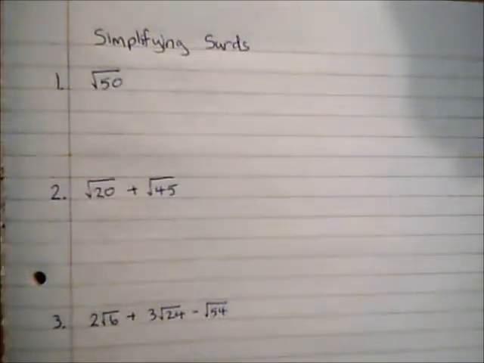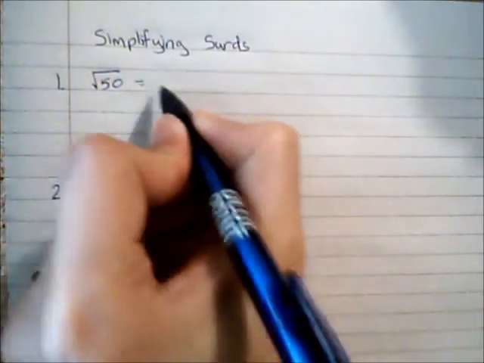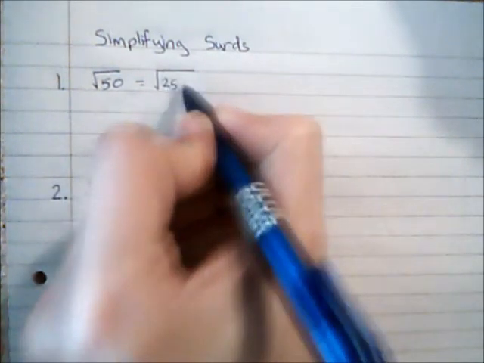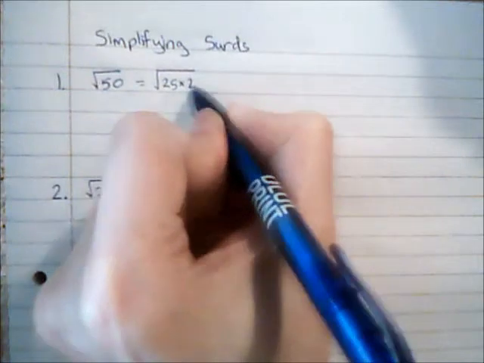So how am I going to go about this? Well, I'm going to consider square numbers that are factors of 50. And I know that 25 is both a square number and a factor of 50. So I'm going to use that to rewrite 50 as the square root of 25 multiplied by 2.